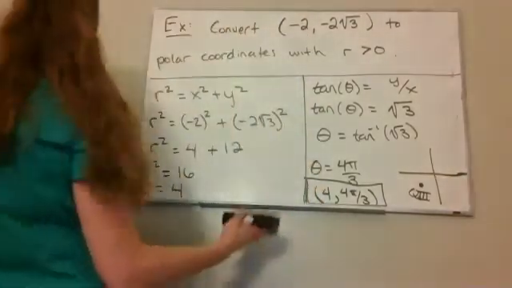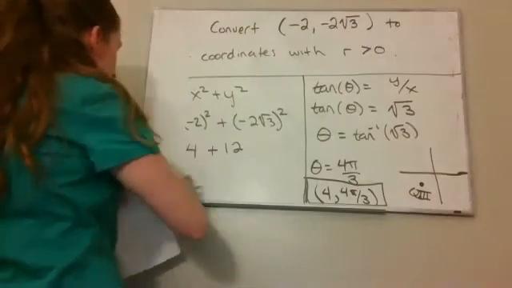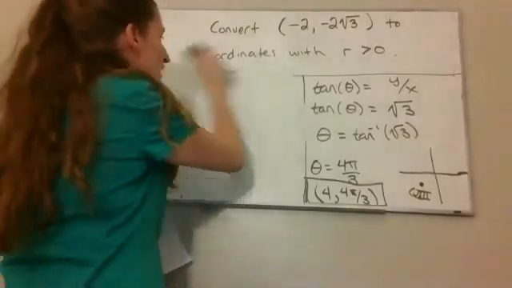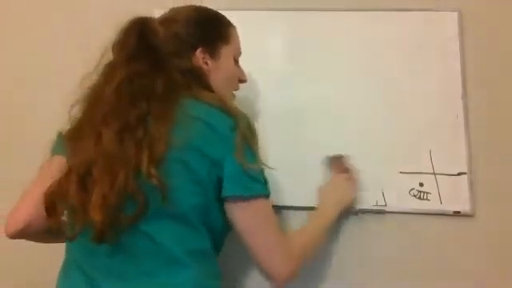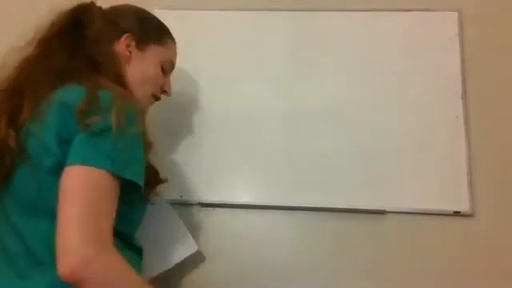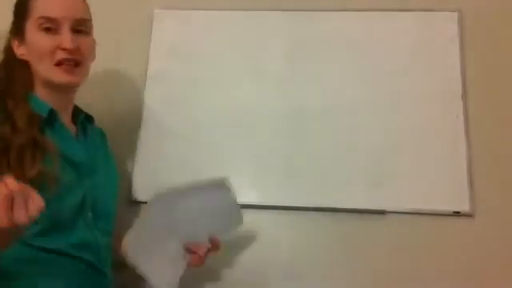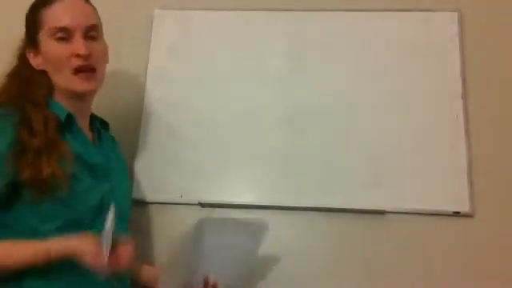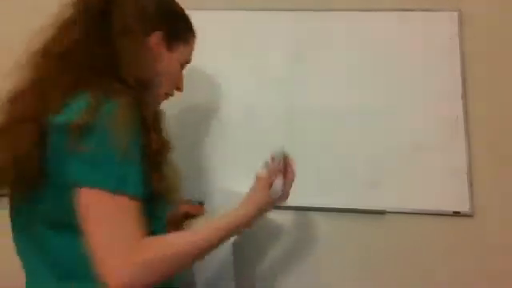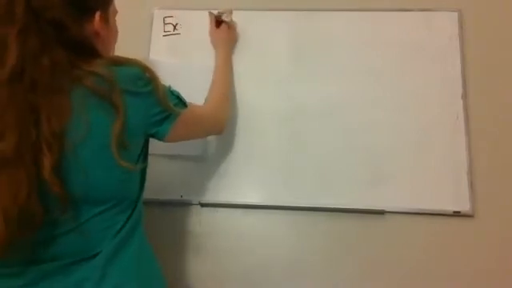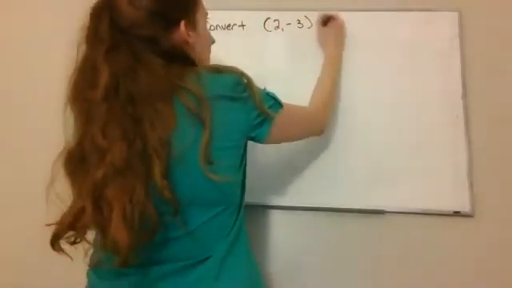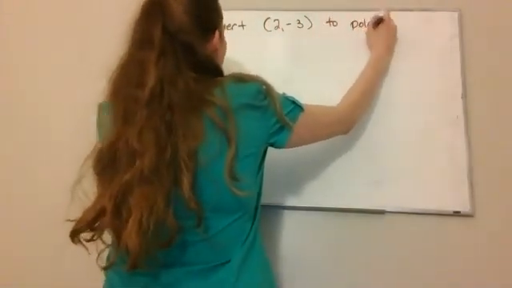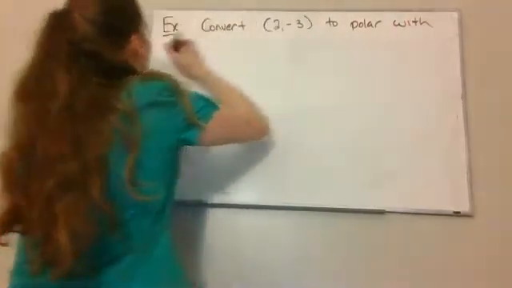Let's do another example like that one. I'm sure you can tell converting from polar to Cartesian is much easier than converting from Cartesian to polar, just because there's only one way to write each point in the rectangular or Cartesian coordinates, but infinitely many ways to write them in polar coordinates. Let's do one more like that. Let's convert the point (2, -3) to polar coordinates with, again, a positive r.